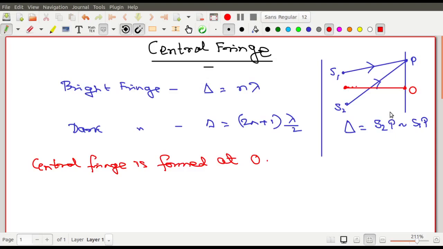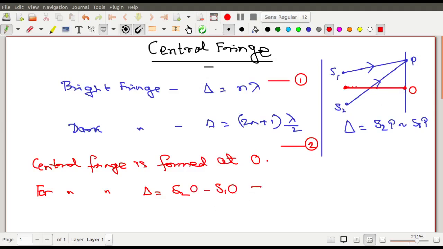This is the central fringe. Now out of these two conditions, which condition actually satisfies the central fringe? For the central fringe, what will be the delta? According to the formula that I have written, it should be S2O minus S1O. Central fringe means the point is not P but O. P is the general point, so it will be some O. So I can write S2O minus S1O.